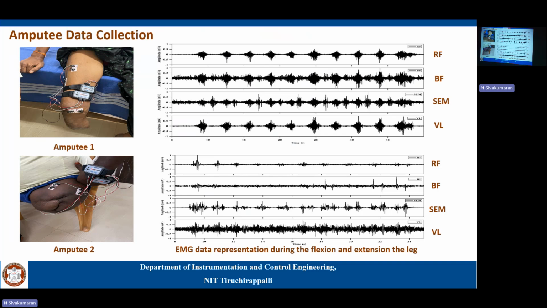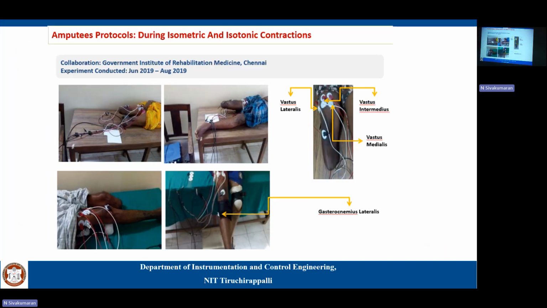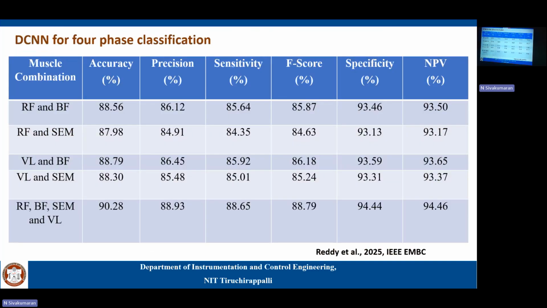So agonist and antagonist muscles are both important. What we thought was, any one muscle in front and any one muscle in back could help us. That's the question we try to answer. We were able to see that when we use all four muscles, we can get 90%. And if we use any one muscle in front and any one muscle in back, we could get 88, 89%.